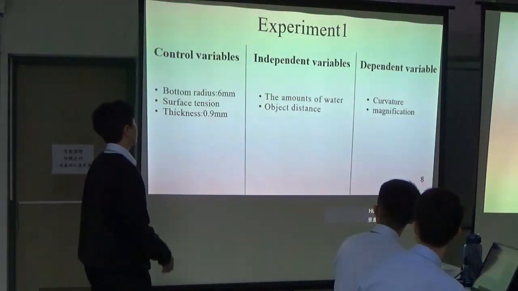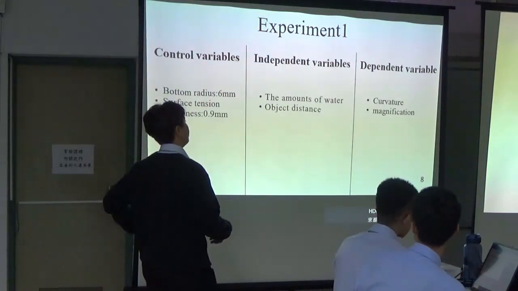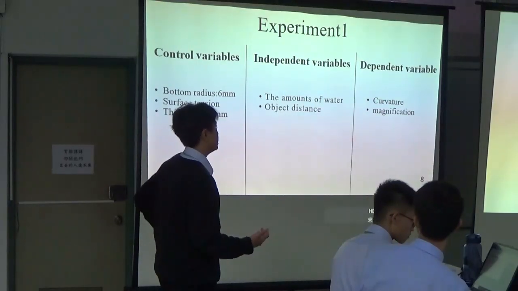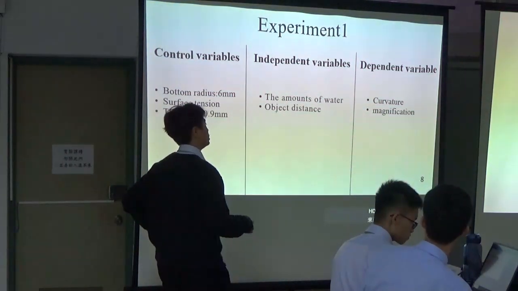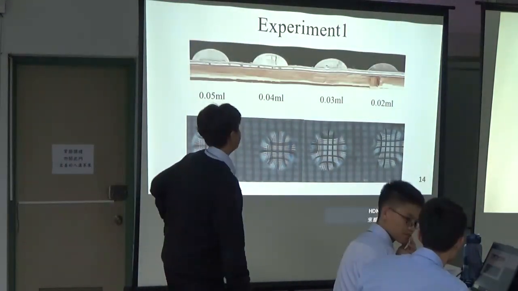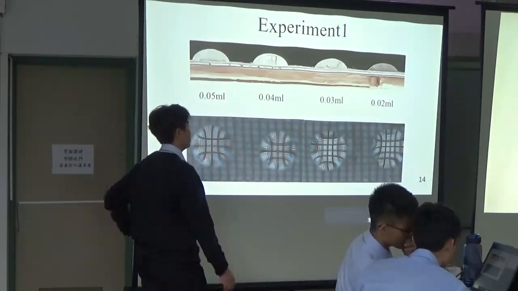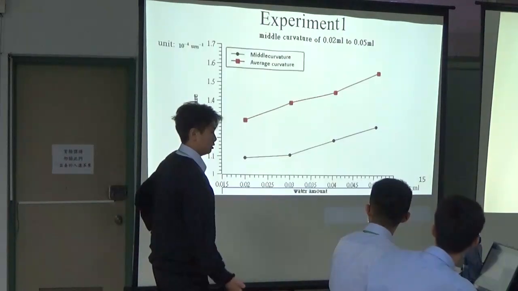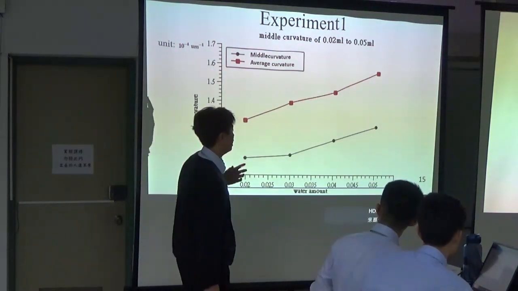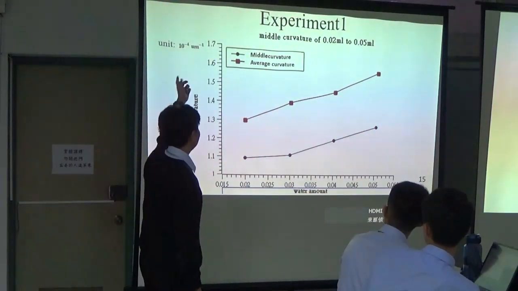In Experiment 1, we control the bottom radius, surface tension, and the thickness of the hole. As for the independent variables, we change the amount of water and the object distance. As for the dependent variables, we want to analyze the curvature and the magnification. This is the side picture of the droplet, and this is the picture from above. Here below is the water amount in milliliters, and this is the curvature. You can see for yourself.